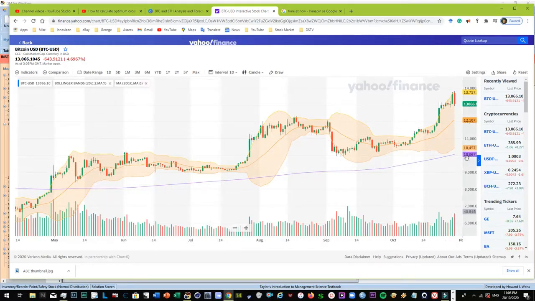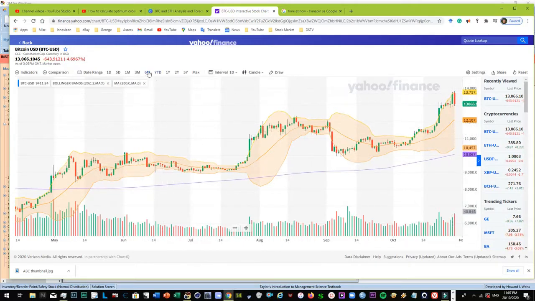So right now the long-term average is at 10,067. So what does it mean if the price is at 13 and the moving average of 200 is at 10,000? This only means that the price is above the moving average, and therefore it's bullish in the long term. Bullish means it's on an uptrend, right?